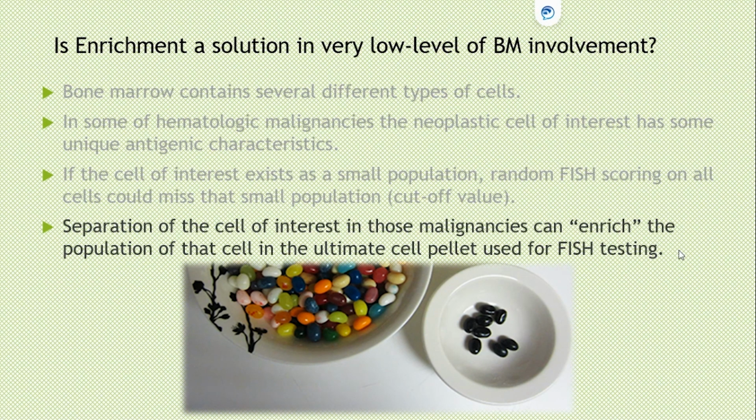It's like a bowl of jelly beans. You take the black one out of the bowl, and now you can directly test on those cells and detect the abnormalities. Even at a low level, you still have all the abnormal cells in front of you, and then you can see if they are abnormal or not. I mean, whether the plasma cells are abnormal or not.